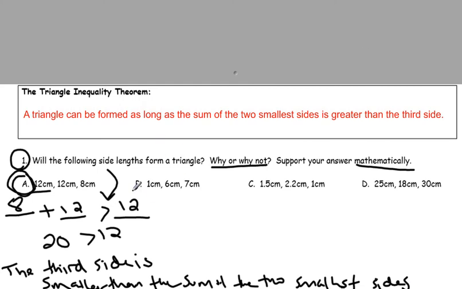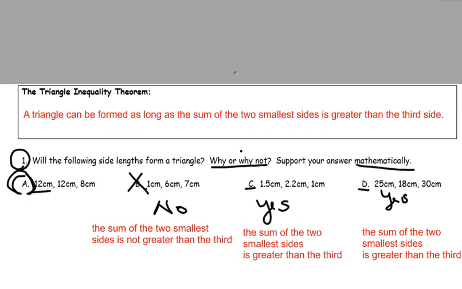So you test B, C, and D. Pause the video and see if you think that B, C, and D form triangles. You pause the video and see what you come up with. Okay, so you should have gotten no, yes, and yes. If that's what you got and you wrote the following reasons down, the sum of the two small sides is not greater than the third, the sum of the two small sides is greater than the third, the sum of the two small sides is greater than the third, then go ahead and move on to the next part. If not, I'll show you how we get these answers.